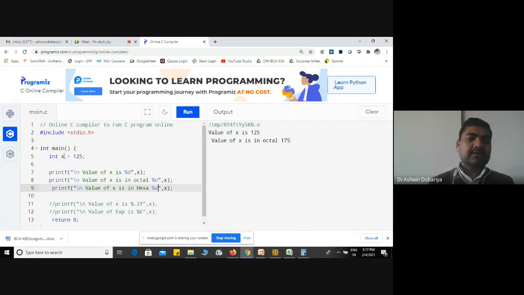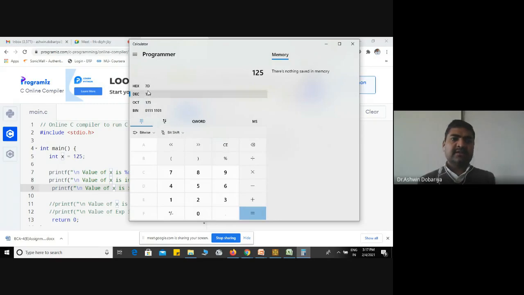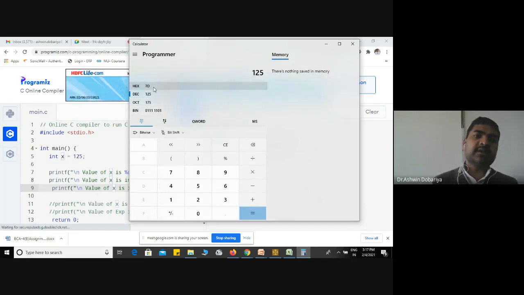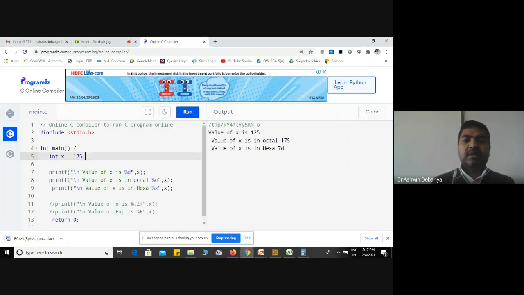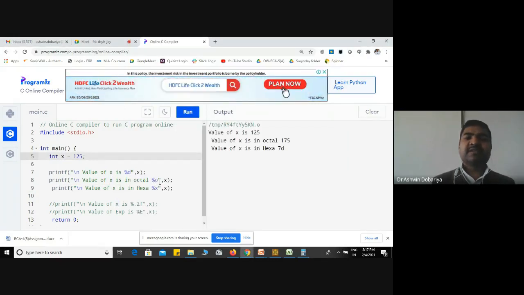And here see, this is the variable name x, and this is the format specifier. If I run this, then the decimal value is 125, the equivalent octal is 175, and the hexa number is 7D. So how can we say it is 7D? See here, it is again 7D, hexadecimal. 125 is decimal, equivalent octal is 175, and hexa is 7D. So hexa also you can convert, but there is no facility like this.